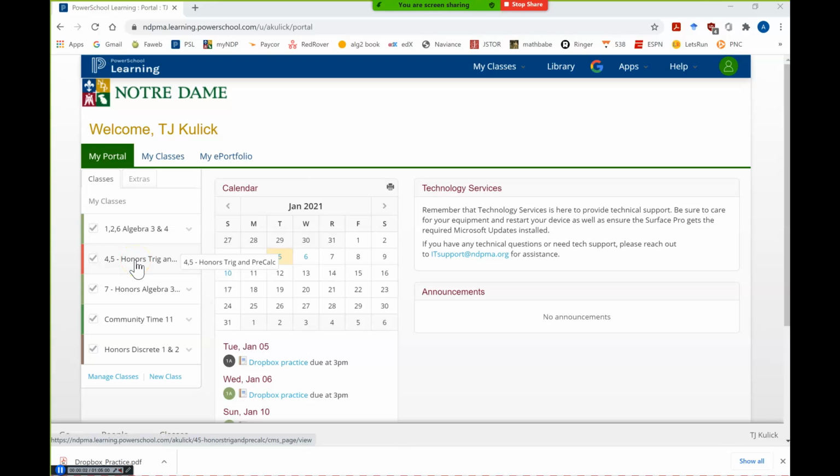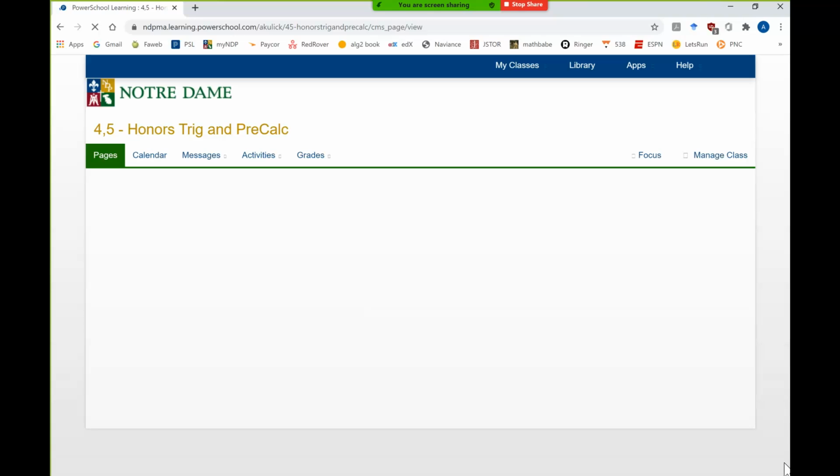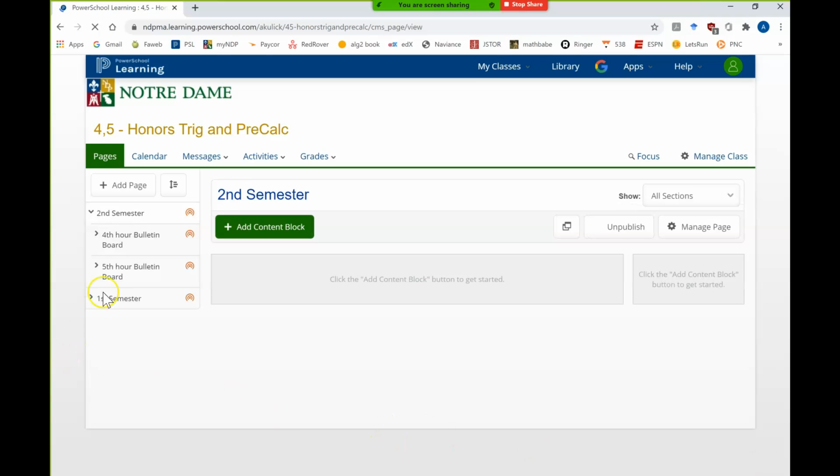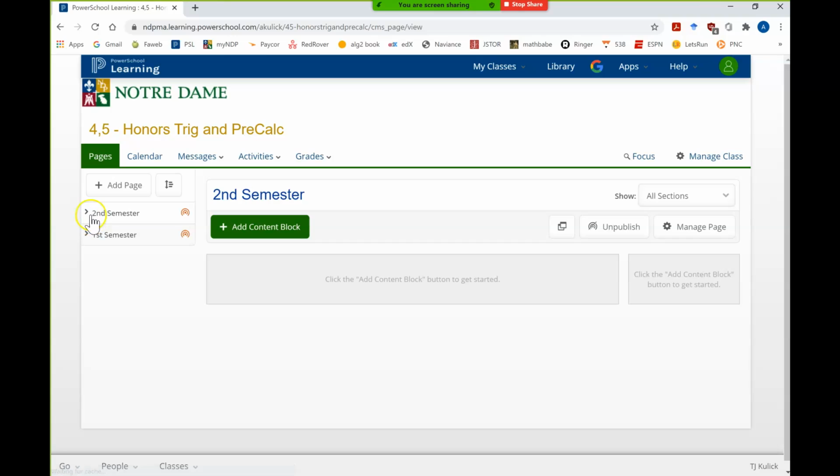We're going to go ahead and open the Trig and Pre-Calc tab. And this is all going to run very slow for me now, because I have too many things going, but it is what it is. You should see two tabs right in there. You should see one for first semester and one for second semester.